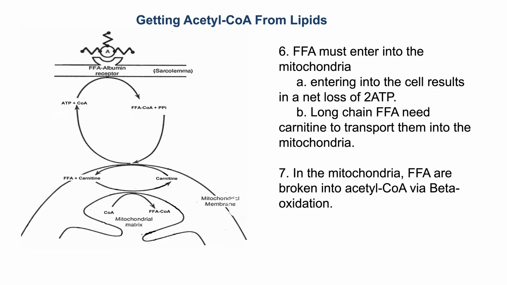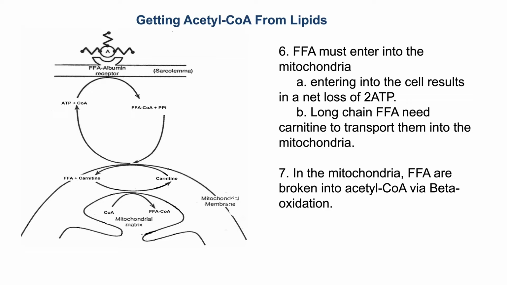To get this whole process started, entering into the cell results in the net loss of 2 ATP. So you need to basically invest 2 ATP to get into the process of beta oxidation, which is point 7, which we'll talk about in a sec. Remember, just to get to the mitochondria, there are multiple steps and a lot of chances for failure. That's why training becomes so important, it allows for all these processes to occur faster and a lot more efficiently.